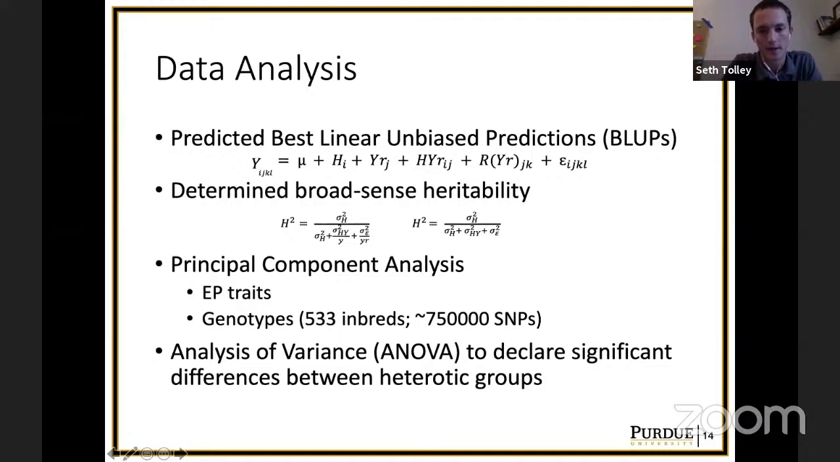We determined broad-sense heritability on an entry-mean basis and a plot-mean basis, where the difference between these is the use of the number of years and the number of reps in the denominator. We further did principal component analysis, both on the ear photometry traits to characterize their relationship, and also on the 533 inbred lines used in this study using the genomic information that was available. Finally, to declare significant differences between these heterotic groups, we used analysis of variance and Tukey's test.